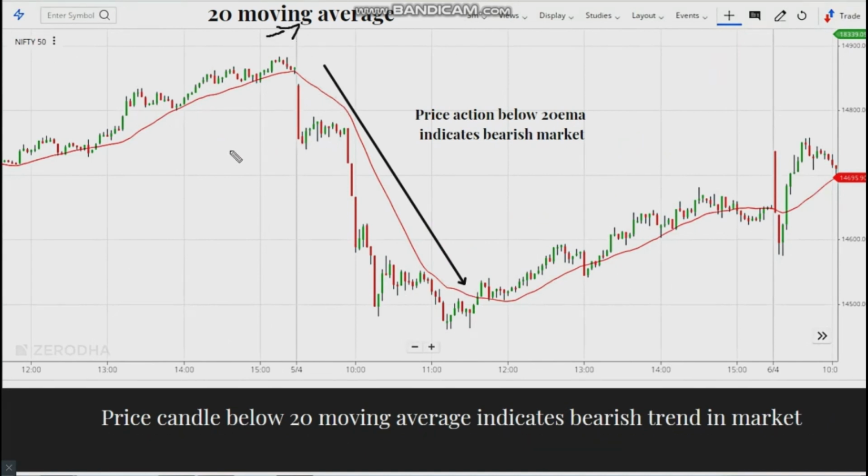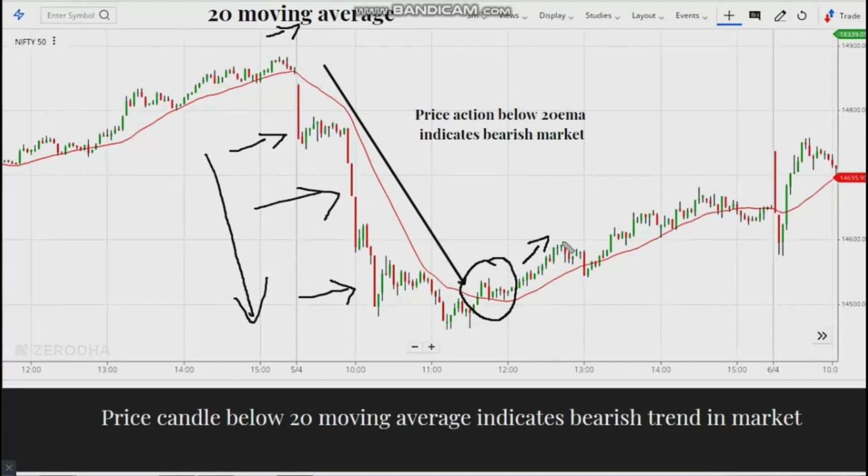Here, when the price action candle was trading below 20 moving average, market was going downside with the bearish move. When the price action candle came above 20 moving average, market reversed and started going upwards. So very important concept. Hope you have understood this also.